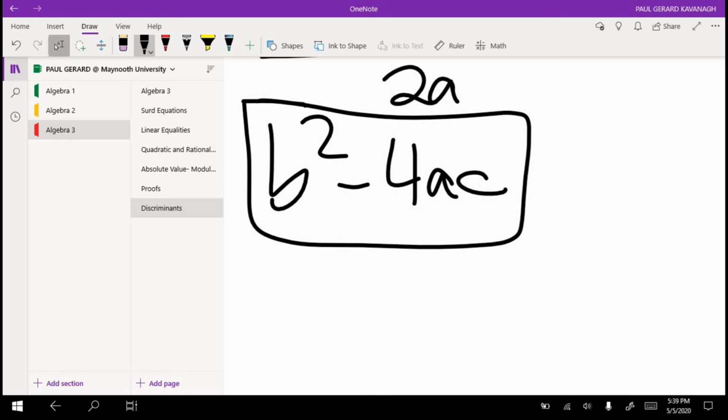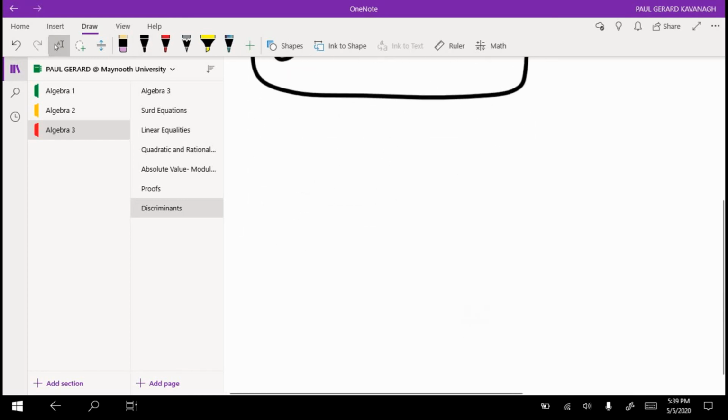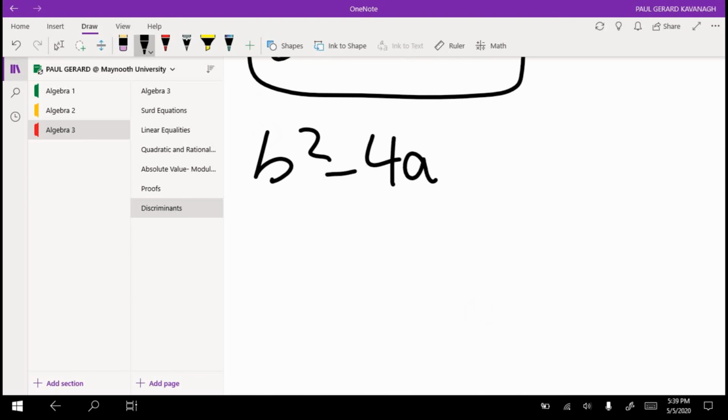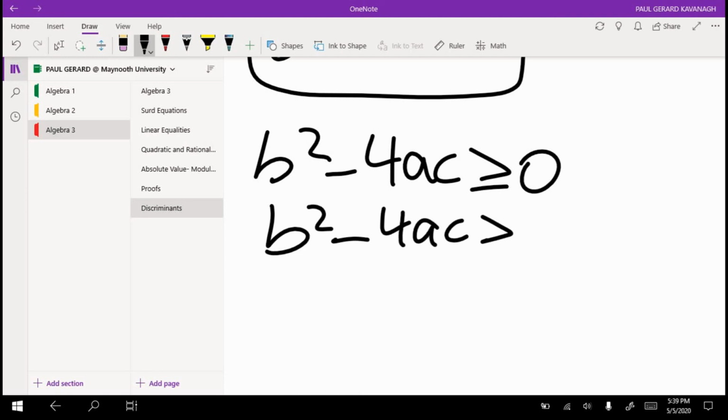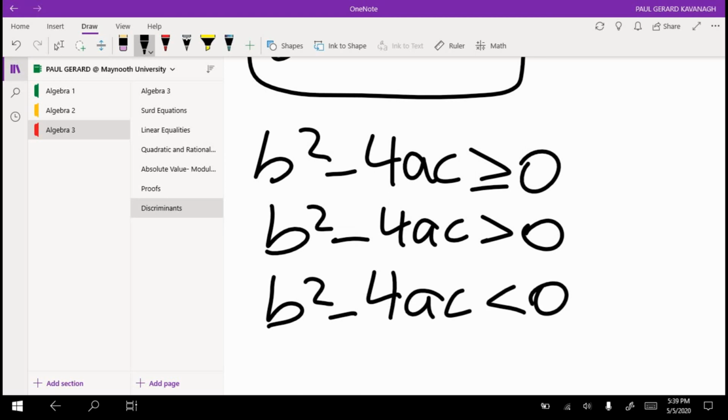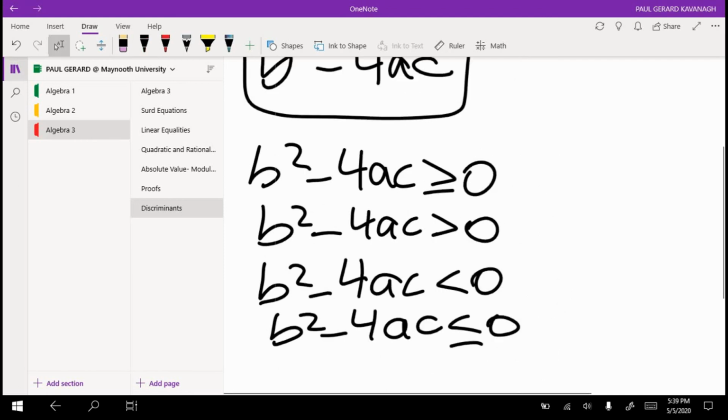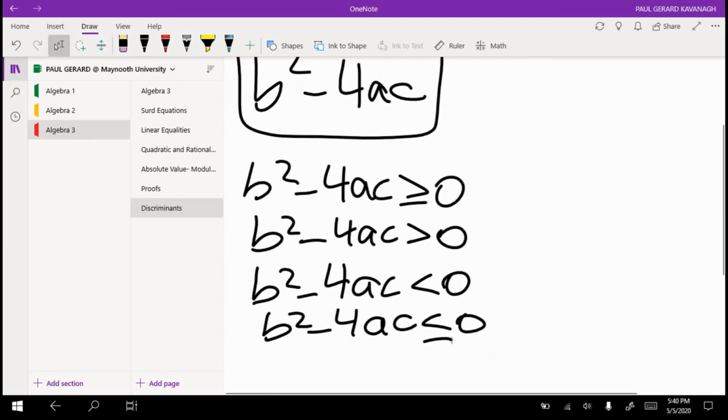So let's just say this. I'm going to give you 4 examples. So b squared minus 4ac greater than or equal to 0, b squared minus 4ac greater than 0, b squared minus 4ac less than 0, b squared minus 4ac less than or equal to 0. Okay, so what do these mean exactly? So when you have b squared minus 4ac, you're going to have real roots. So that means that the number is going to be real, and it's going to be plus or minus, whichever one.